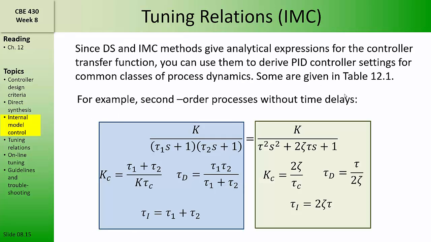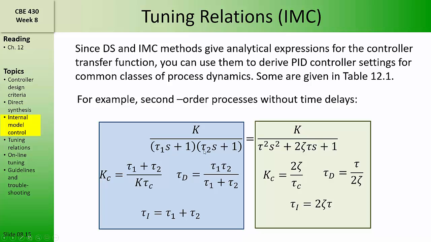If it were to attempt to respond faster than the time delays, then it's likely that the process would become unstable. Since both the direct synthesis and the internal model control methods give analytical expressions for the controller transfer function, you can use them to derive PID controller settings for common classes of process dynamics. Some of them are given in Table 12.1. For example, for second-order processes without time delays, either written in the gain and time constants or the polynomial form, we can look up the controller settings in Table 12.1.